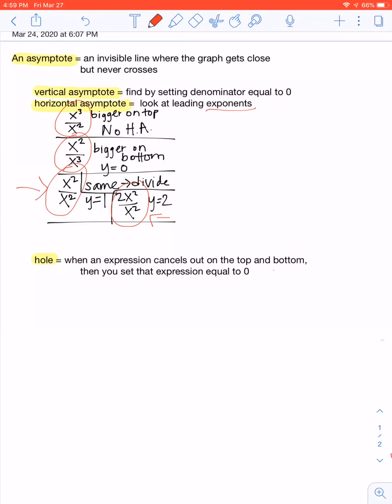And then the last vocab word is a hole. That's when an expression cancels out on the top and bottom, and you set that expression equal to 0. And your final answer for a hole needs to be in coordinate points like that, okay?